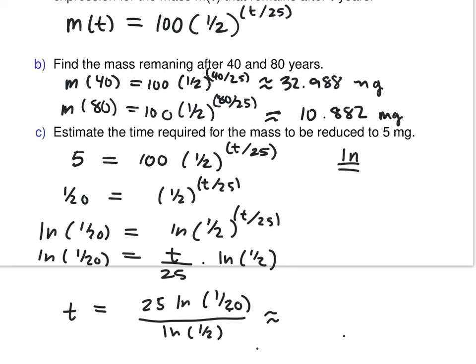Somebody doesn't mind punching the buttons. Did you get it, Chris? 108.048. I didn't check it though. I think that seems reasonable, though, right? If it's 25 years, 5 milligrams is an awfully long time, right? Yeah, same thing? Okay.